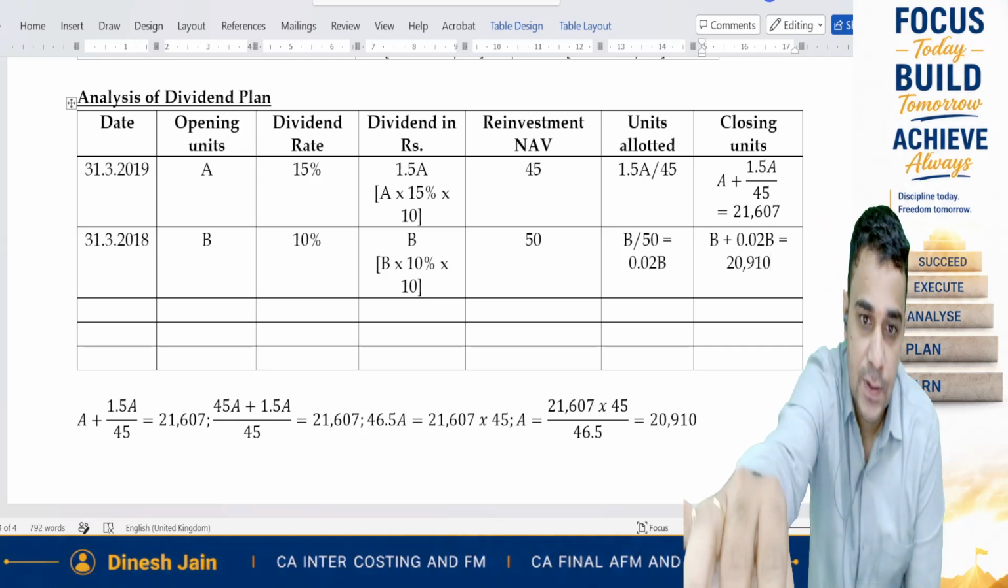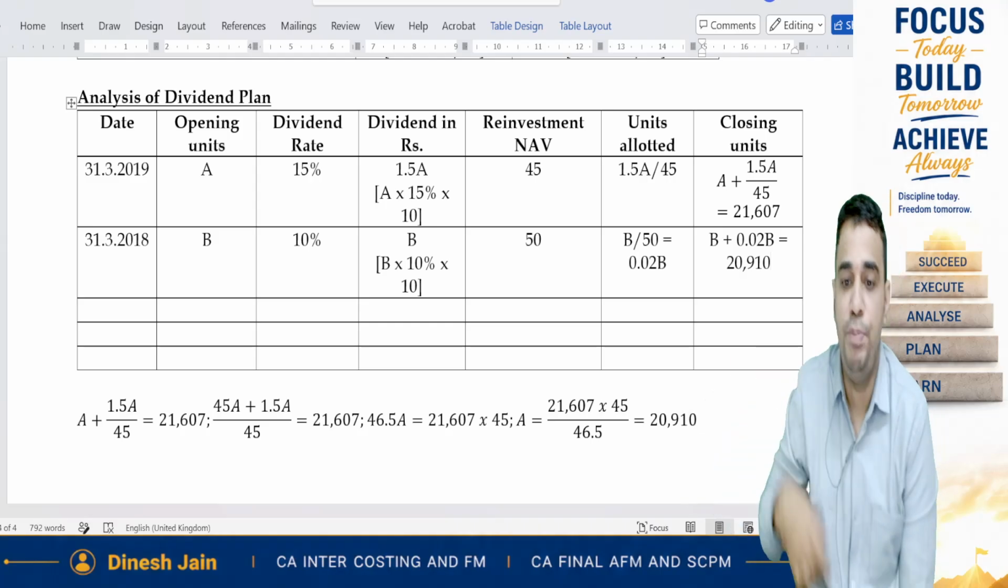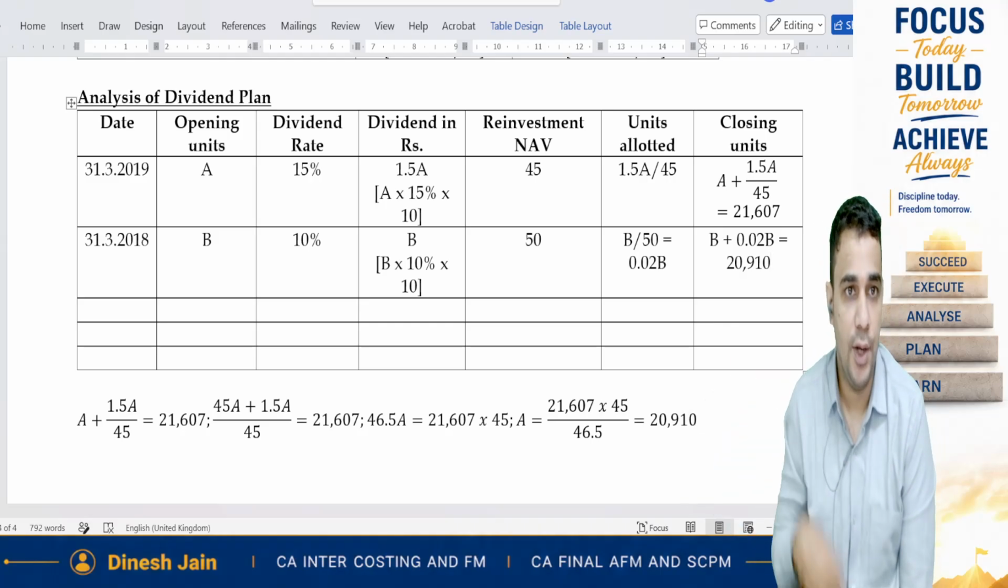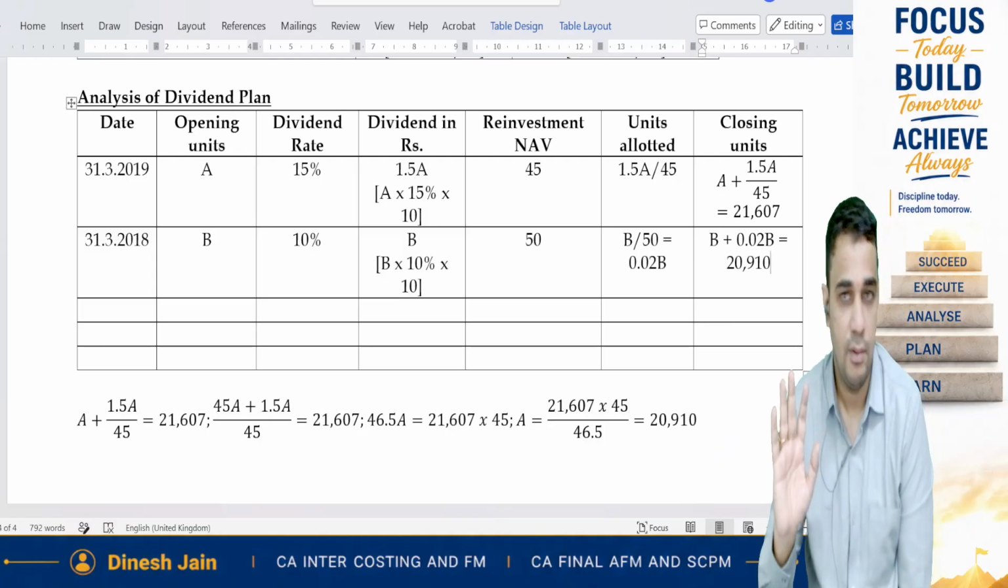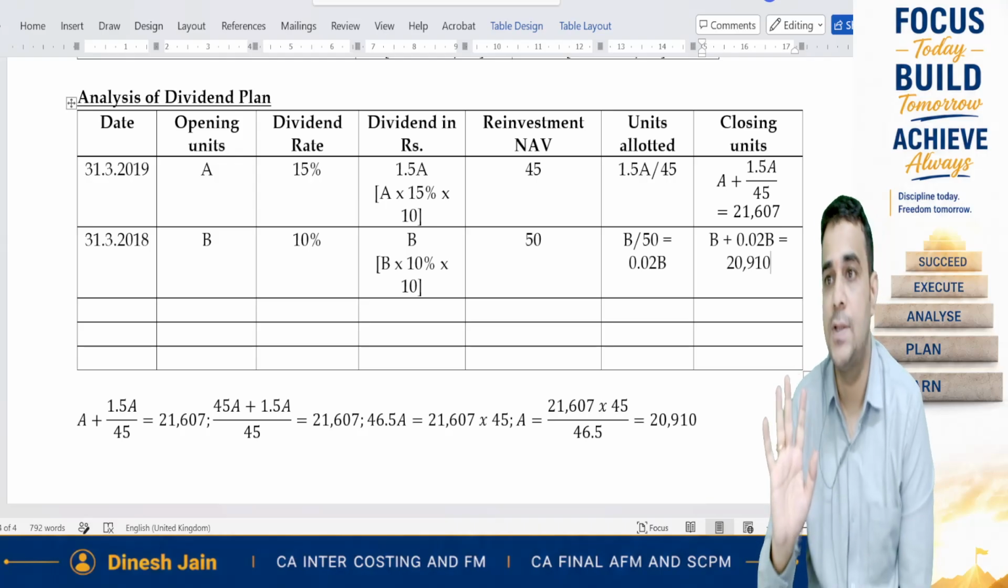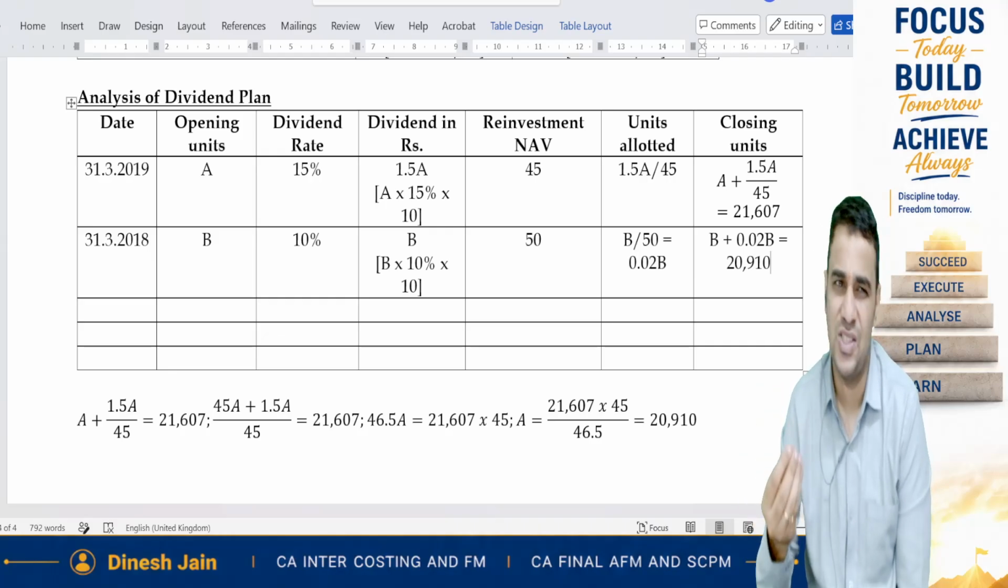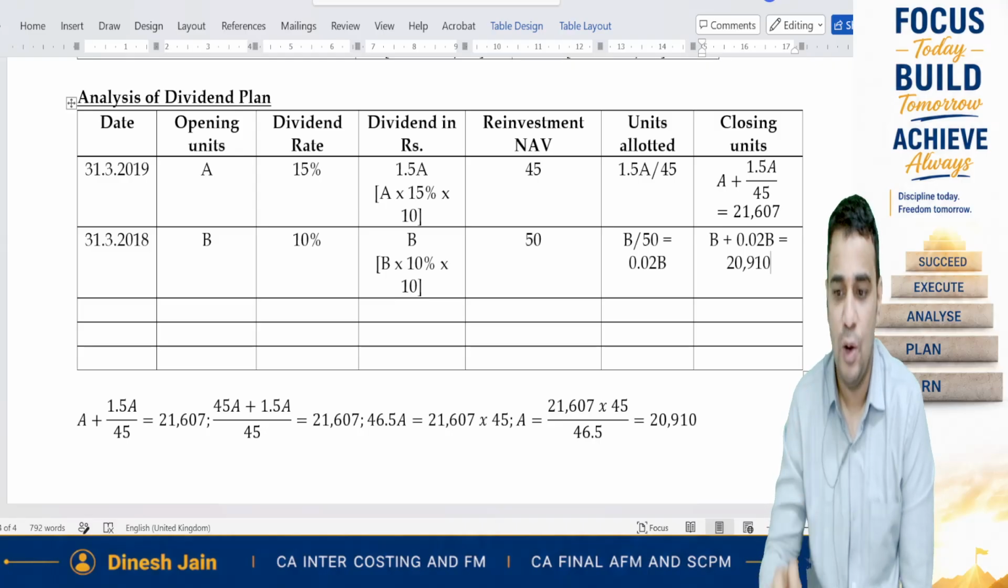B plus 0.02b equal to 20910. Are you getting this number? Some of you look a little confused. Is there a doubt? Understood? B plus 0.02b. I've done it in decimal. It will save some time. Fraction is also okay. Decimal is also okay. What is the answer you get for B?